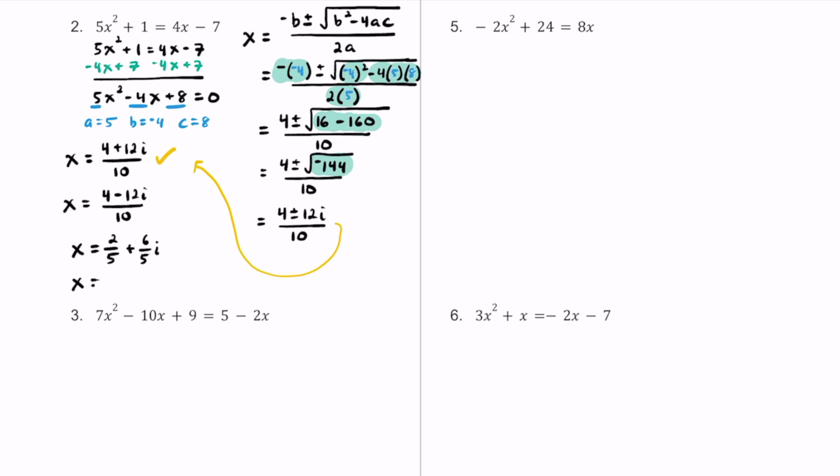And then for our other solution, we can say 4 over 10, again, that's going to be 2/5, just like our other solution. And then it's going to be minus 6/5 i. So that would be this second solution, fully simplified and written in standard form.